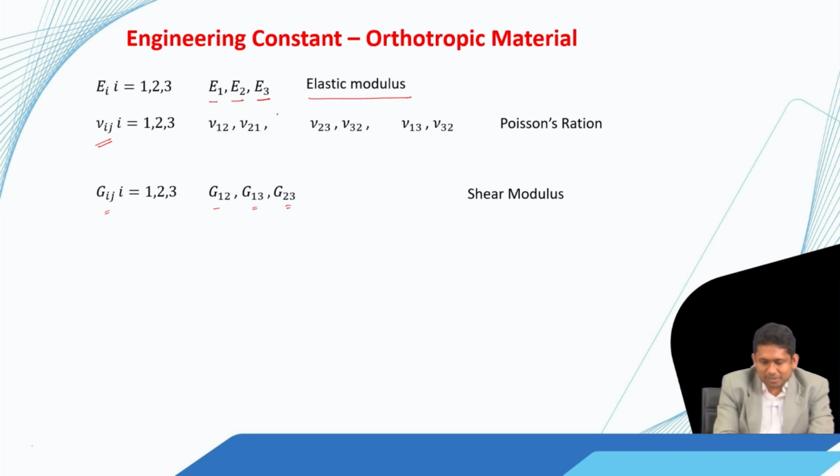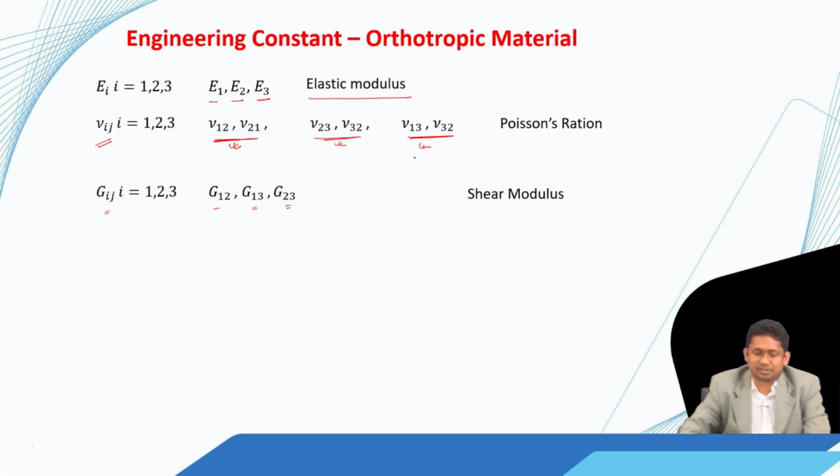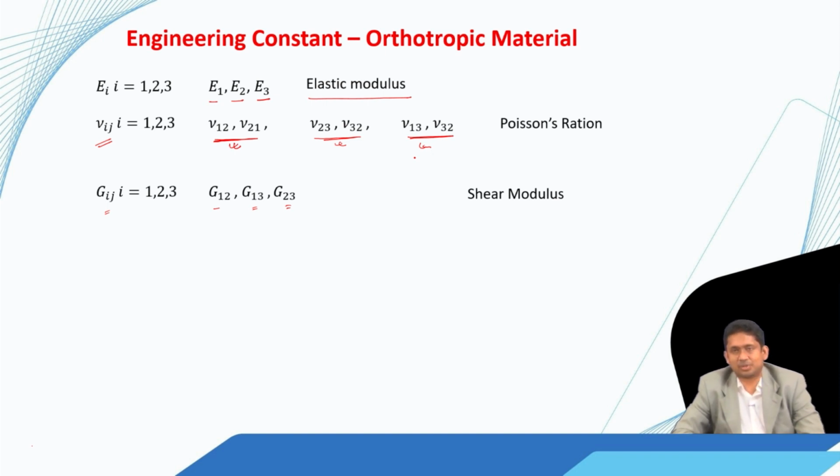So with this we have a total of 12 quantities here, but nu12 and nu21 are related, and so are nu23 and nu32, and nu13 and nu31. So these two are related, these two are related, these two are related. With that we can reduce three terms. So we have a total of 9 independent engineering constants to deal with, and with those 9 independent engineering constants we can define our C matrix and S matrix.